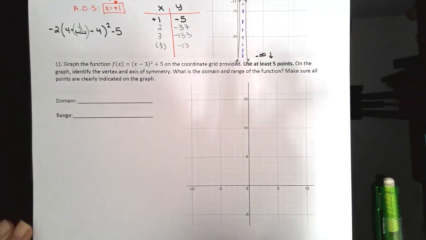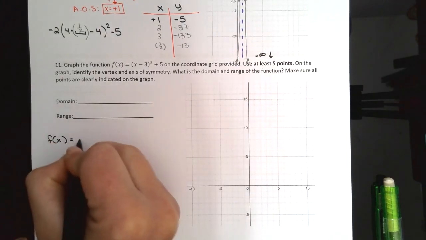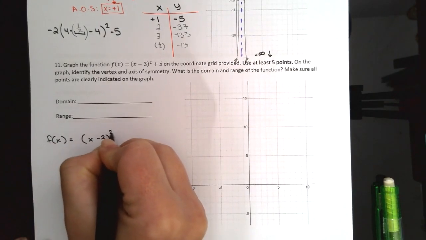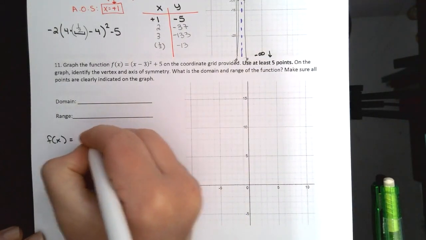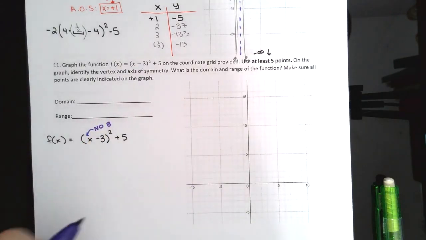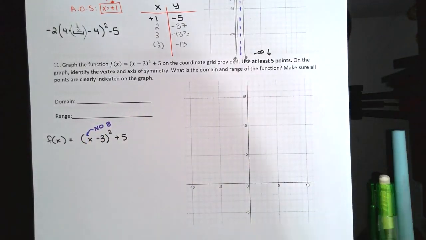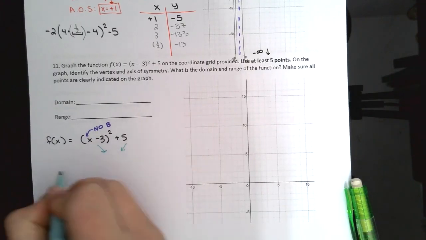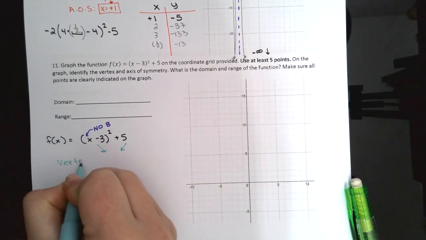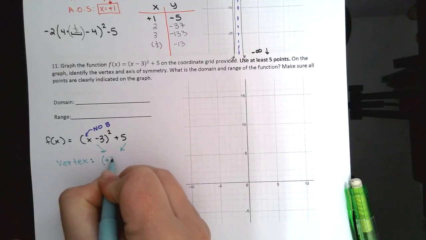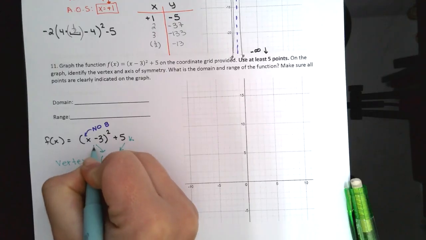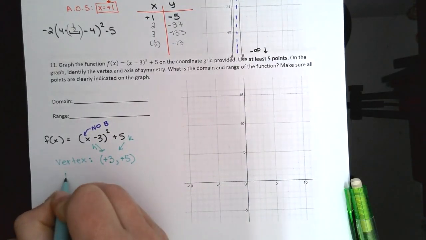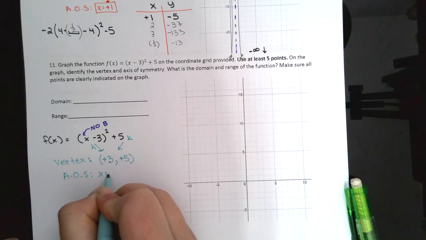Okay. Question number 11. Still on vertex 4. Now, if you notice here, I do not have an A value and I don't have a B value. Since I don't have a B value, I don't factor. That means this right here is my H, and I can immediately jump to vertex. Vertex is, again, opposite of what you see, so +3, +5. K is for keep. H is the only one we change, which means our axis of symmetry is x equals +3.